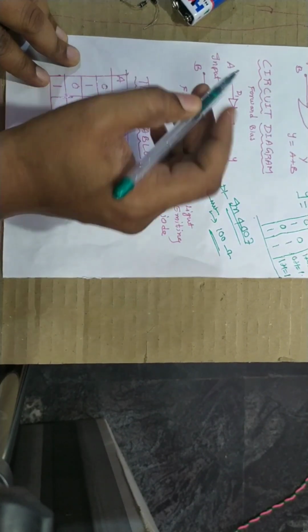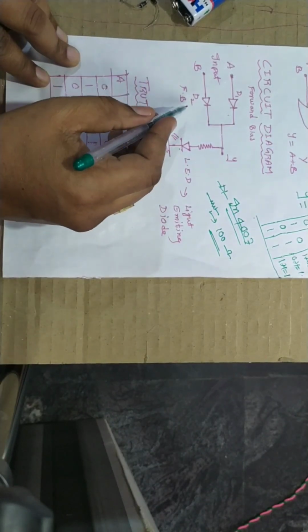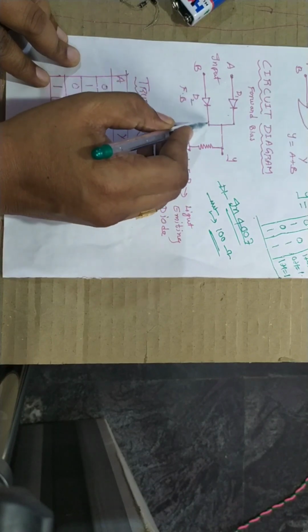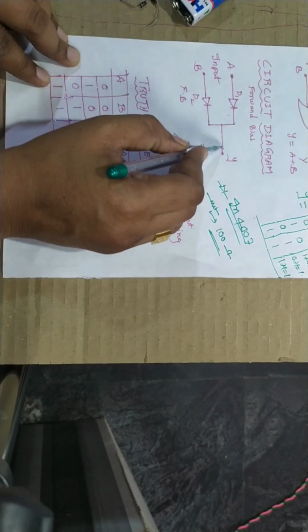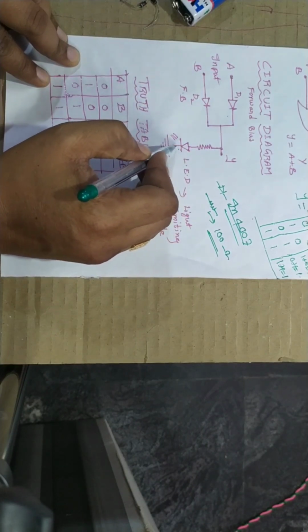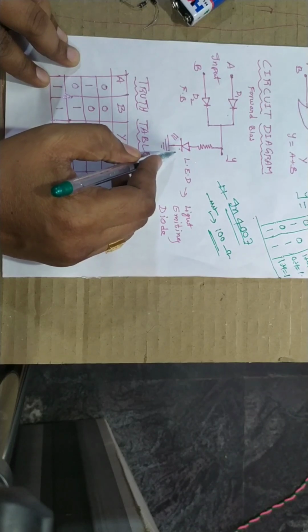Next, both are connected to the positive terminal. If you connect both to the positive terminal, the diodes act as forward bias. In forward bias, current flows. In reverse bias, current does not flow. In forward bias, both are short circuited. Both diodes are short circuited, and current flows through them and reaches the output. So we detect the current by observing the light emitting diode.